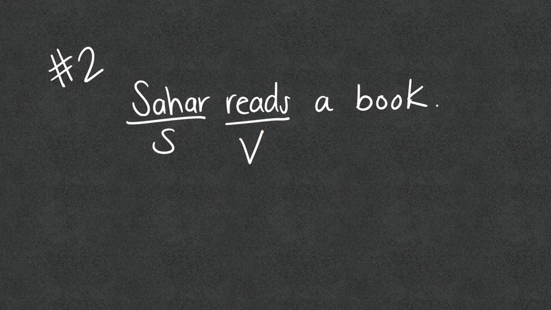Now we need to find the object of the sentence. Remember that the object tells us who or what the subject is acting upon. In this sentence, reading is the action. So we want to know who or what is Sahar reading. So what is the object of this sentence? If you said book, then you are correct. In this sentence, the object is book because it tells us what Sahar is reading.